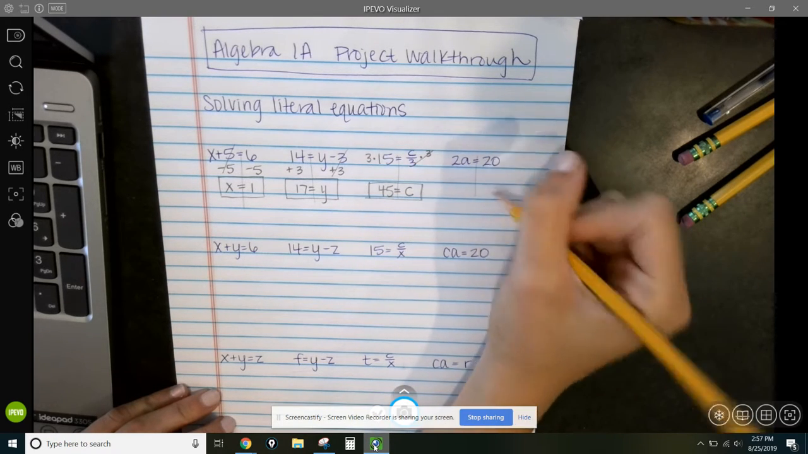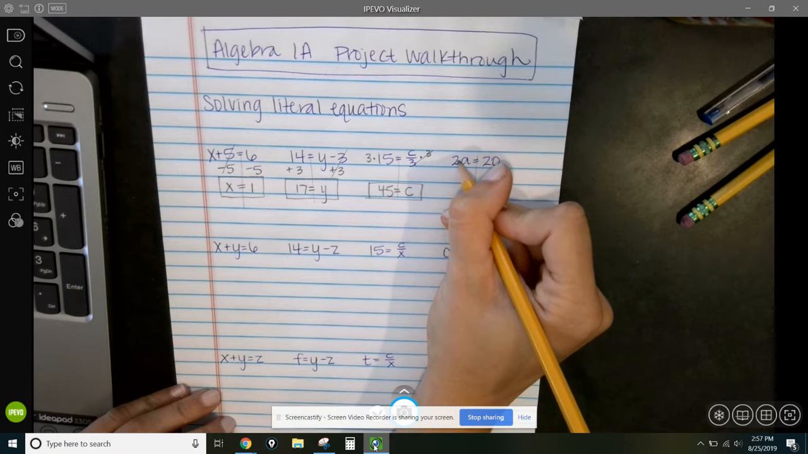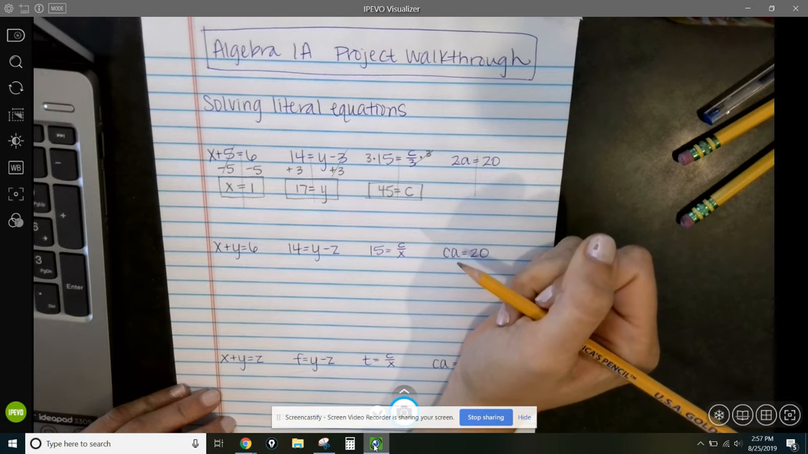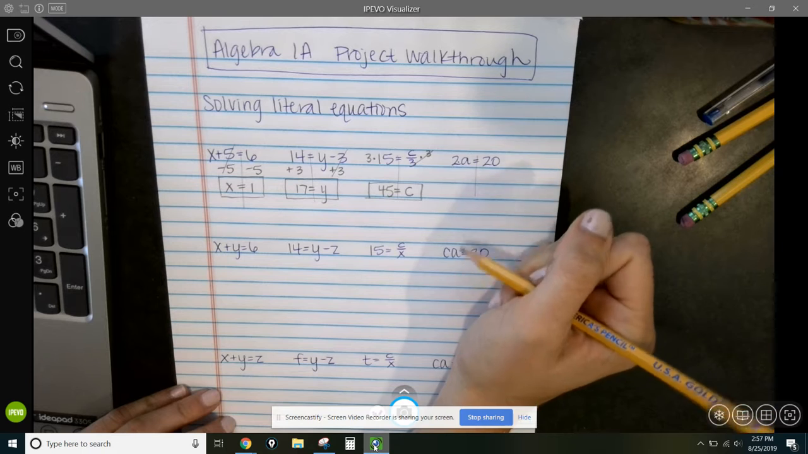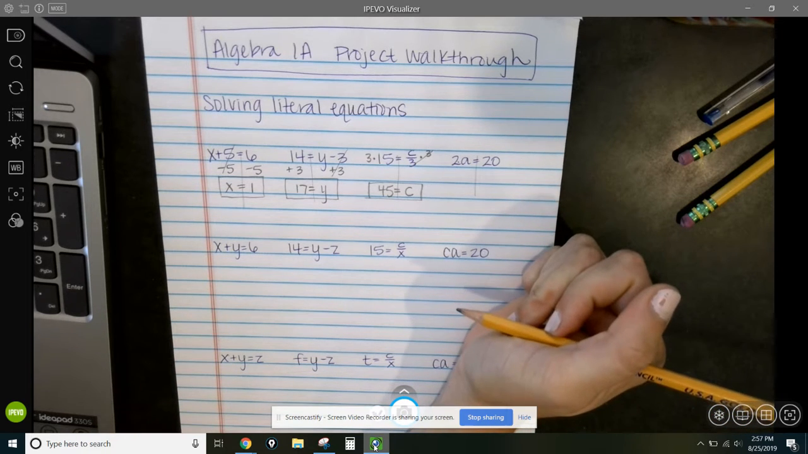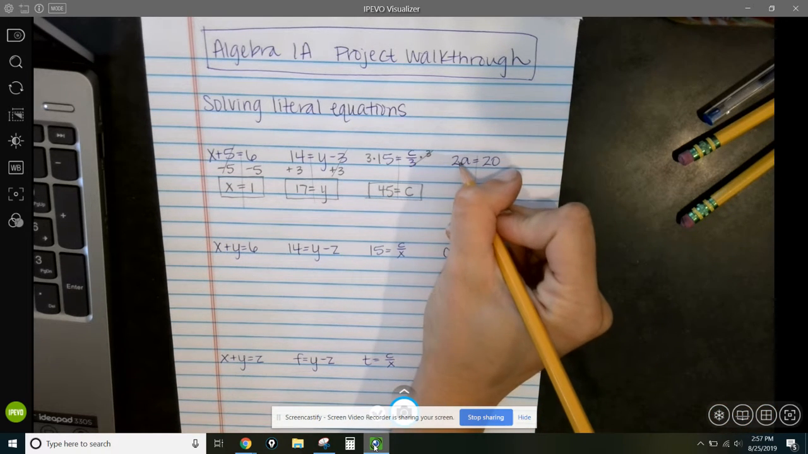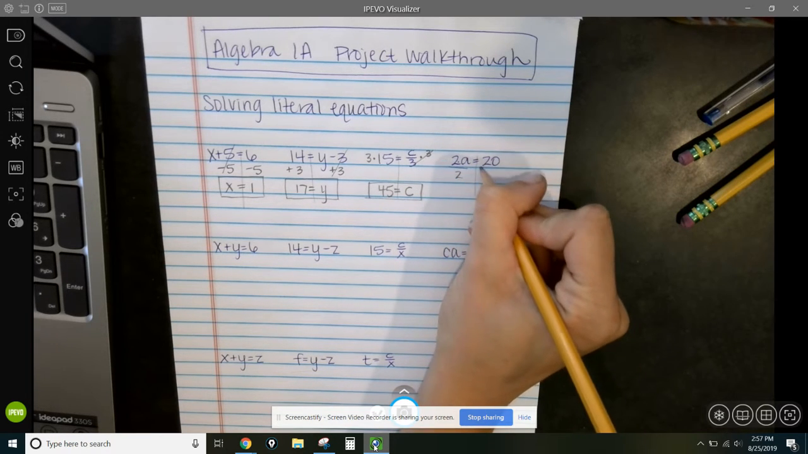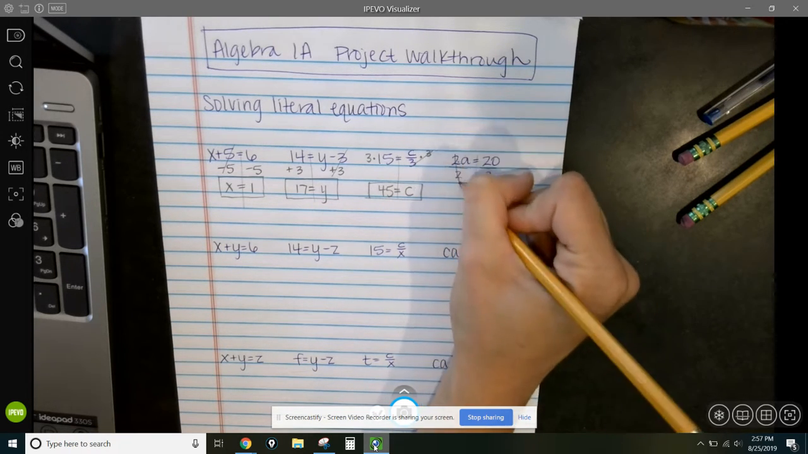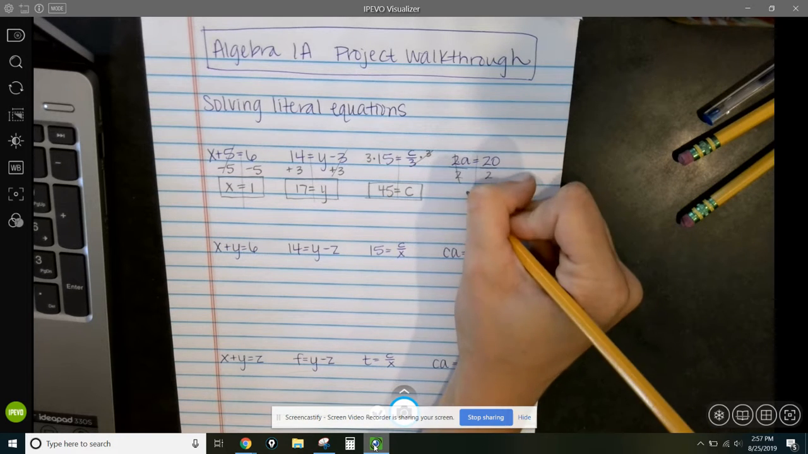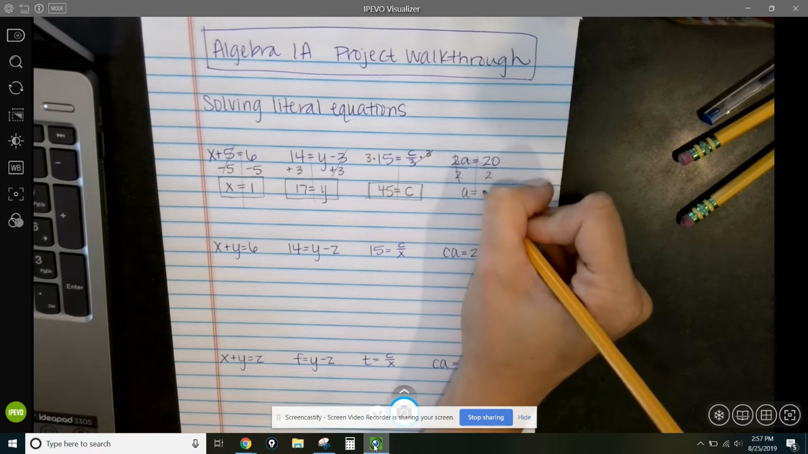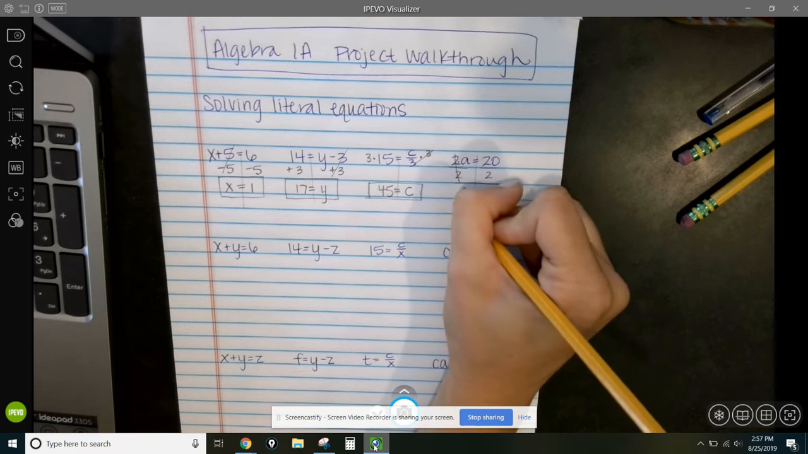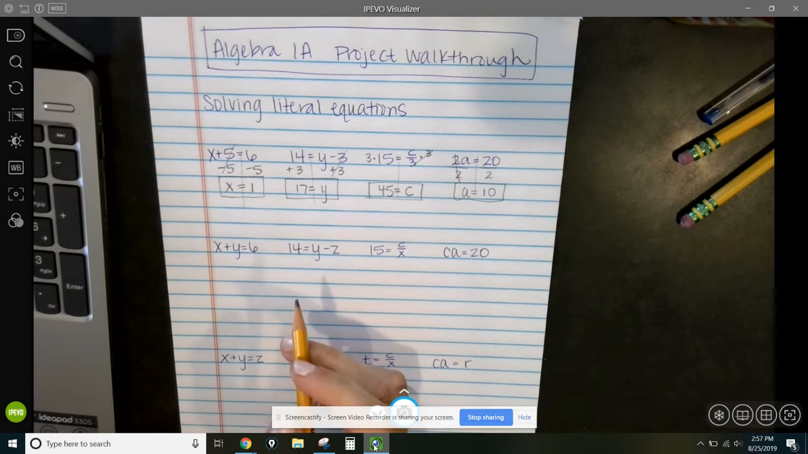One more over here. 2a, which is the same as 2 times a, that's what that means, equals 20. If I wanted to get a by itself or isolate a, I would need to do the opposite of times 2. I would need to divide by 2 on both sides. On the left, my 2's would cancel out, leaving me with a, and on the right, I get 10. So again, one-step equations, you guys have been doing these for a while now.